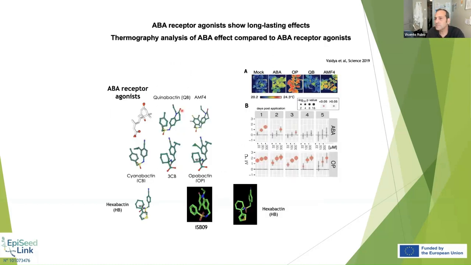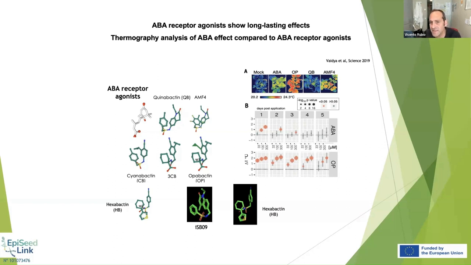So what these people did, the group of Pedro and others, for example, the group of Sean Cutler at UC Davis, is to try to generate or create ABA agonists. So molecules that are similar to ABA in that they can activate ABA receptors and trigger the ABA responses. And they came out, by different chemical genetic screens, with different molecules that were able to trigger the ABA perception and responses.